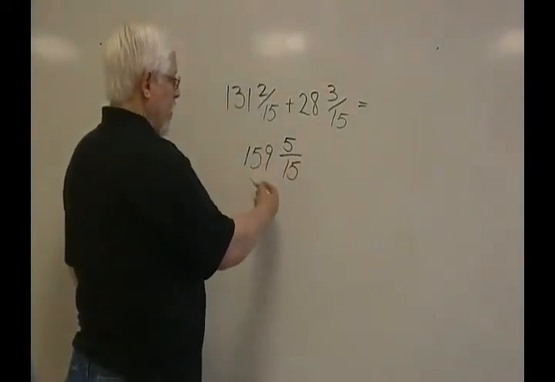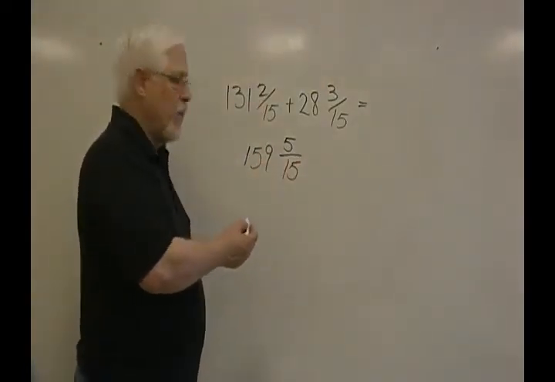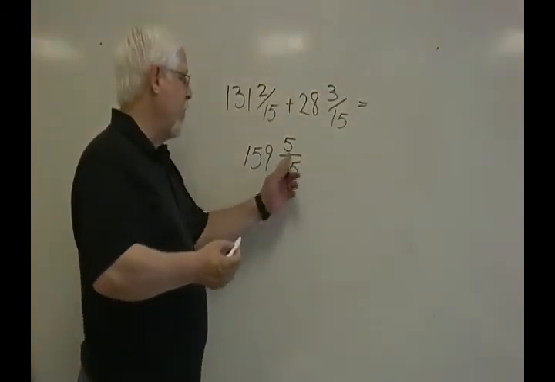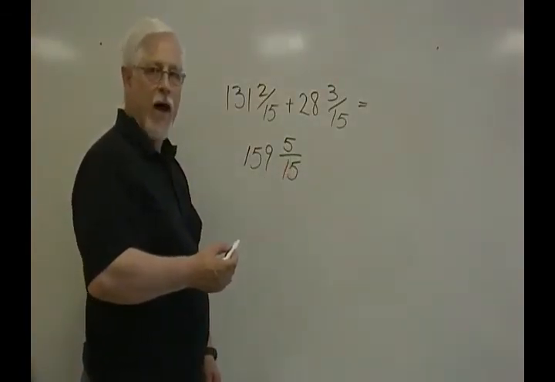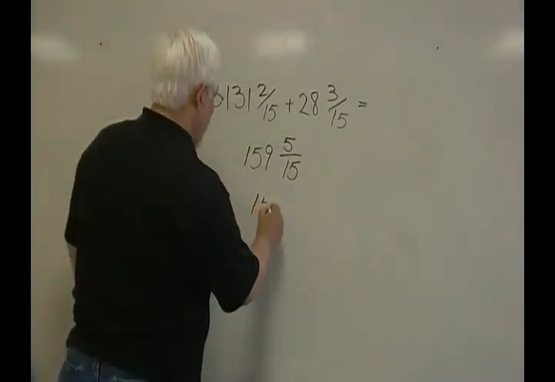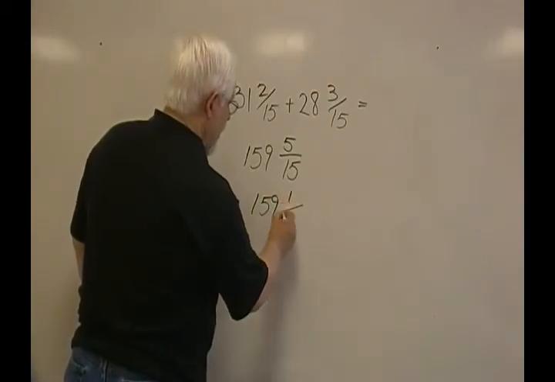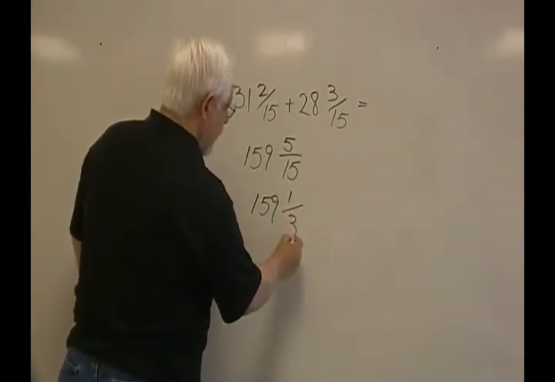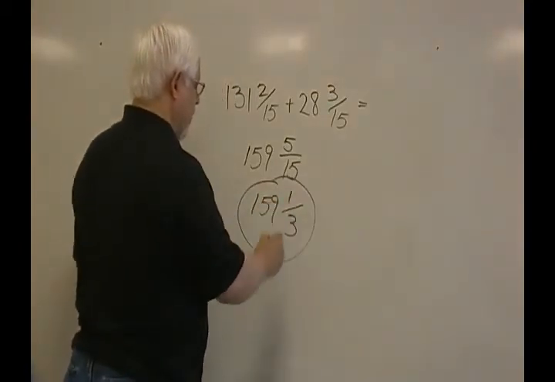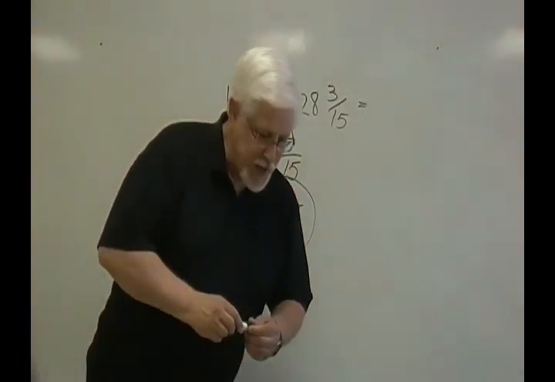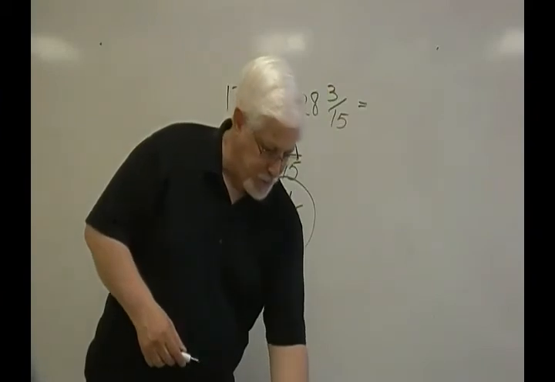Now, this is not your answer though. We need to reduce 5/15. So what will go into both the 5 and the 15? 5 will. Therefore, let's work it out. 5 into 5 is 1, and 5 into 15 is 3. Now look for your answer. 159 and 1/3. Choice C for problem 3.